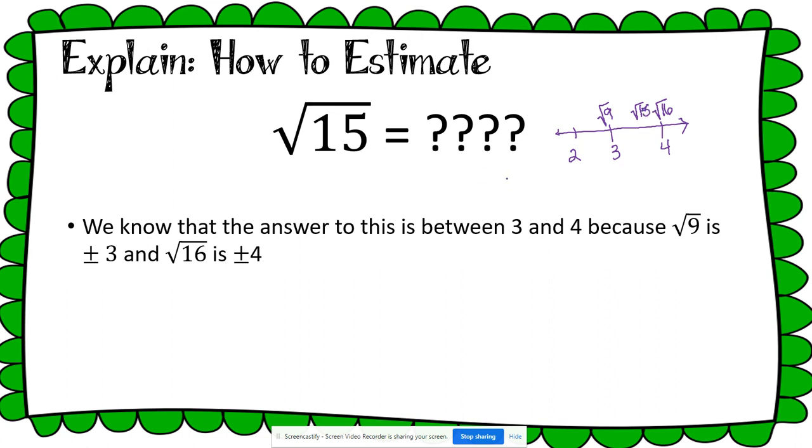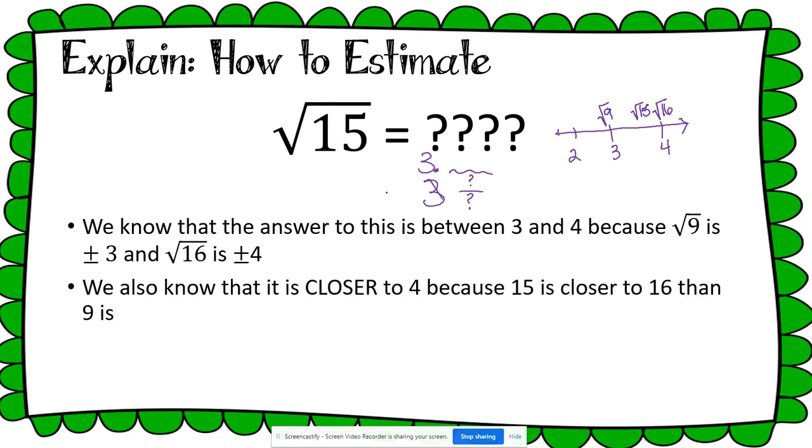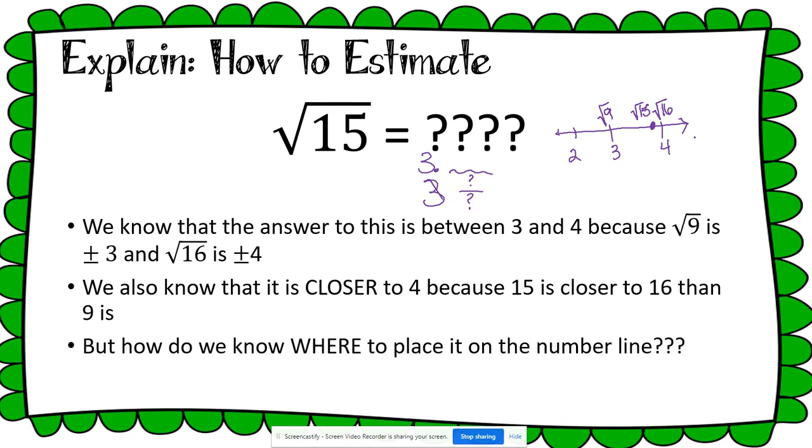So if I were writing this number, I know that it would be 3 point something or 3 and something over something. But we need to figure out how we can get a better estimate than that. Another thing that we know is that the square root of 15 is going to be closer to 4 than it is to 3. We know that's true because 15 is closer to 16 than it is to 9. So if I were putting this on a number line, I know it's probably somewhere here, but I still don't know what that number might be. So we need to come up with a method for figuring out exactly where I would place this on my number line.